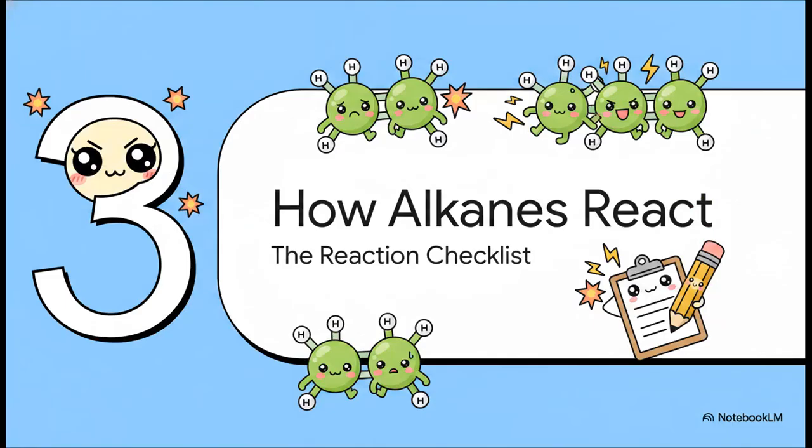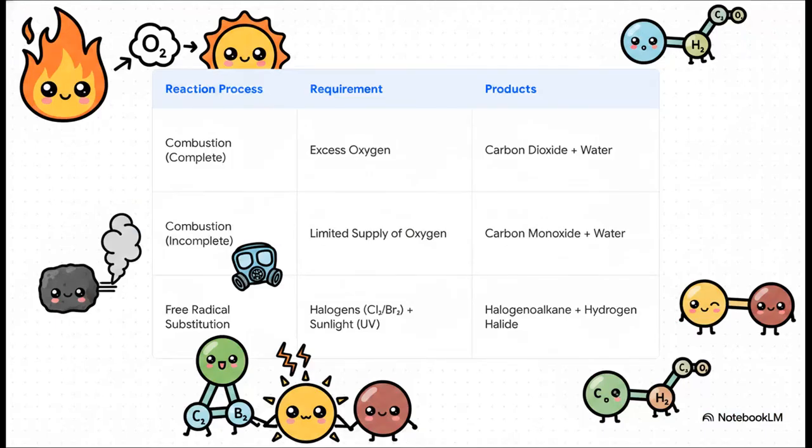All right, so they're stable, but they're not invincible. Let's move on to our second checklist. Let's see how we can actually force these supposedly unreactive molecules to do something interesting. You really only need to know 2 main types of reactions here: combustion and substitution. Combustion is just a fancy word for burning. If you have plenty of oxygen, you get complete combustion, which makes harmless carbon dioxide and water.